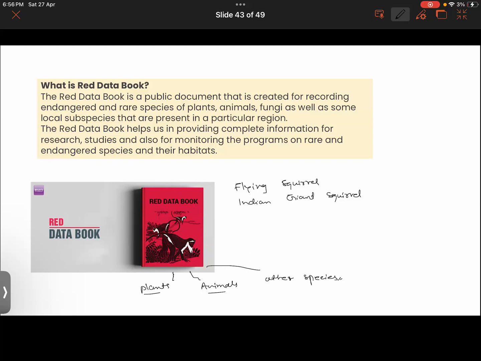So for plants, we have a particular red data book. For animals, we have a particular red data book, and so on for others also. Red data books are being published in many different countries, and they provide us with very useful information. They provide information on the threat status of the various species, like how much threat this particular species is facing, how much habitat is available to it, what is the current population, what is the current number of this species all around the world or in that particular country.